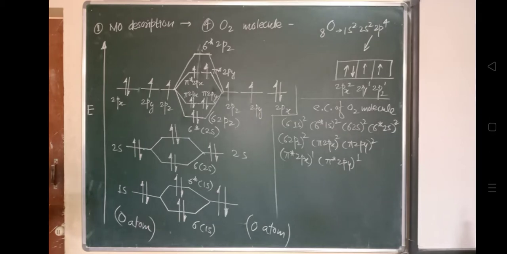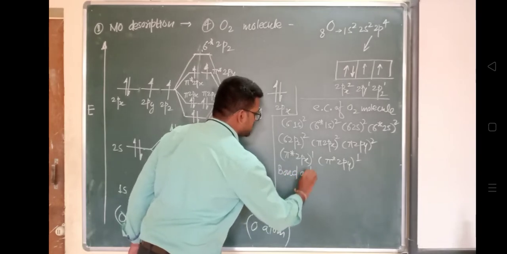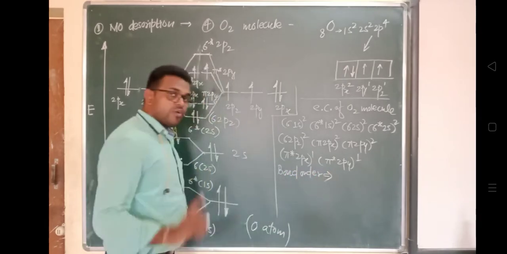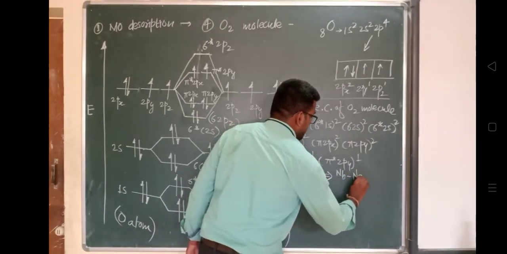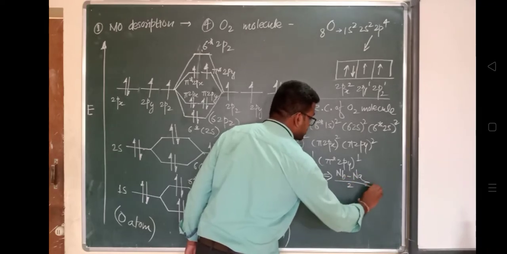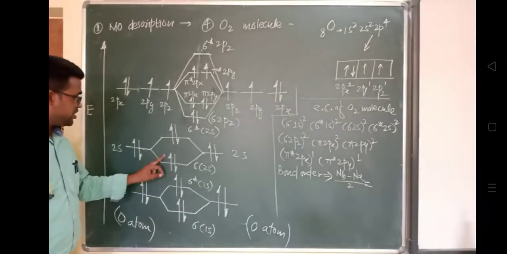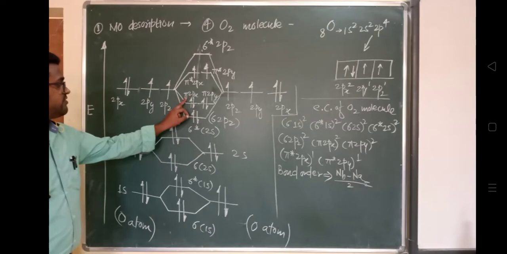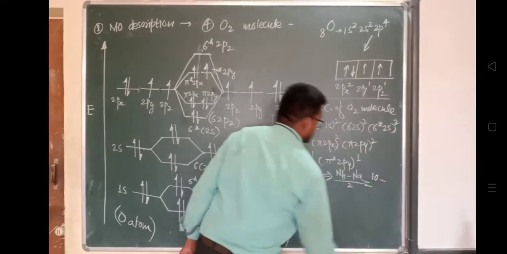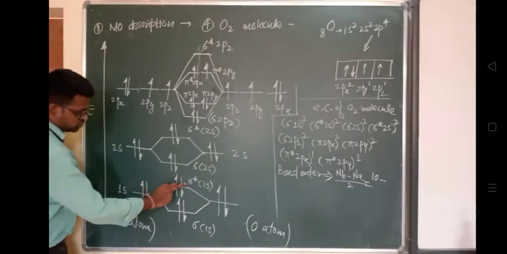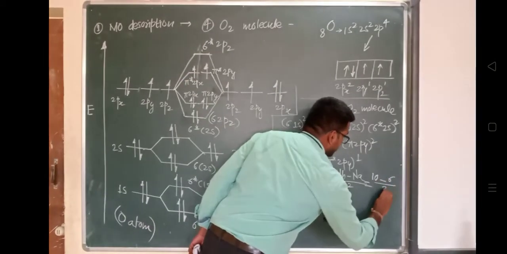If we check the bond order of the O2 molecule, what does this bond order give us? It gives us the number of covalent bonds formed between these two atoms. Bond order is the number of bonding electrons minus the number of antibonding electrons, divided by 2. How many are bonding? 1, 2, 3, 4, 5, 6, 7, 8, 9, 10. A total of 10 bonding electrons are present. Antibonding electrons: 1, 2, 3, 4, 5, 6. So 10 minus 6 is 4, divided by 2. The answer is 2.